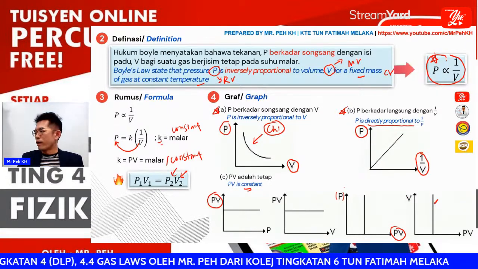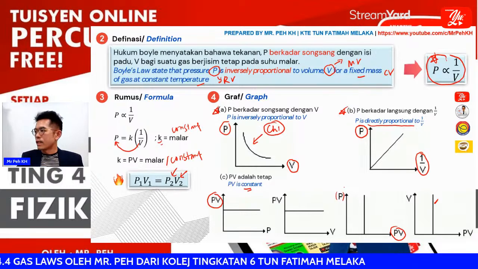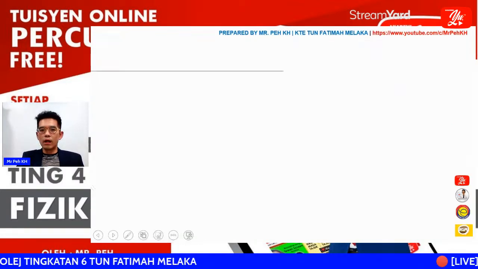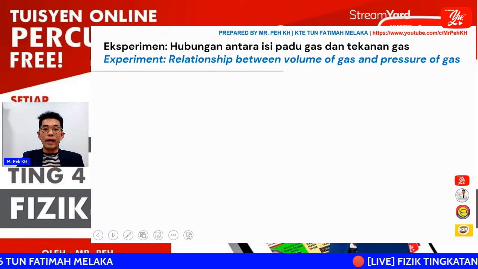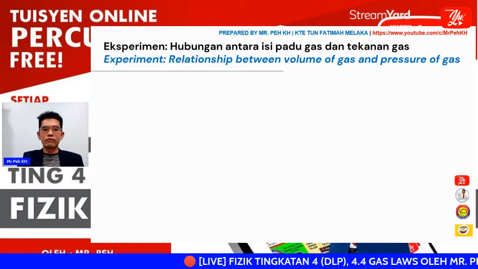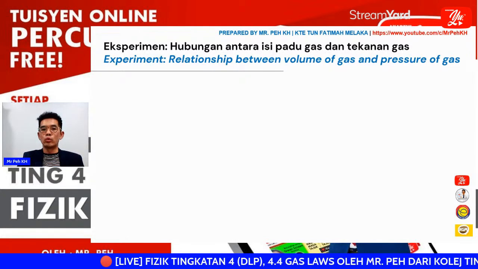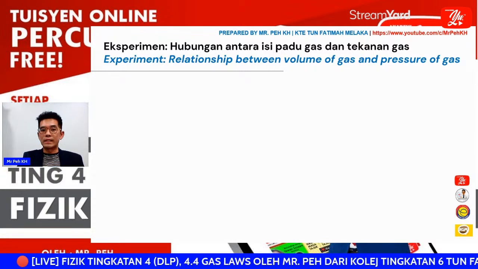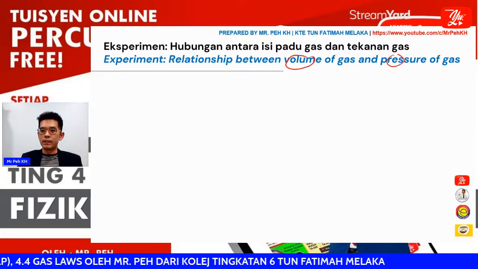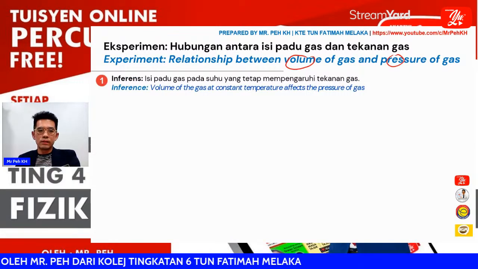If you have any questions, you may just ask me in the chat room. I will try my best to answer you. And then the next will be the experiment, where learning standard 2 is highlighted: the experiment to investigate the relationship between V and P. So, the procedure.